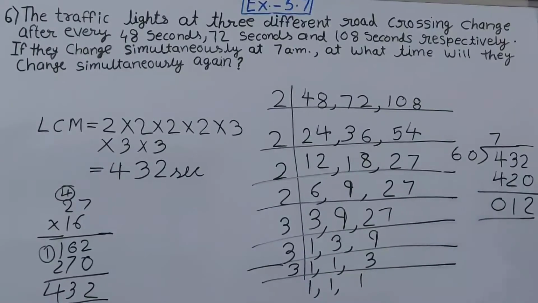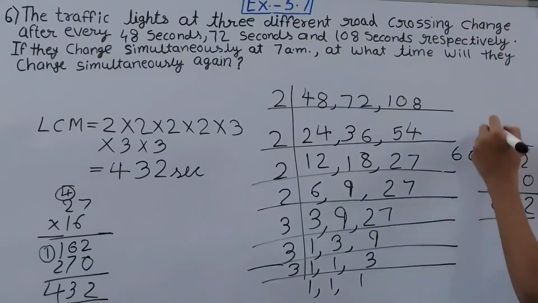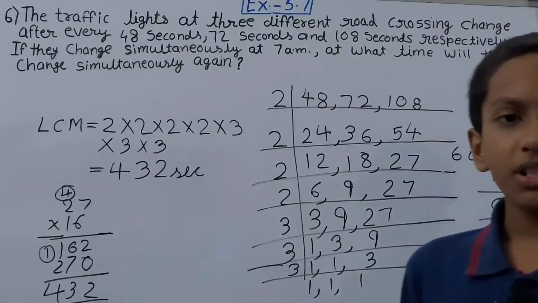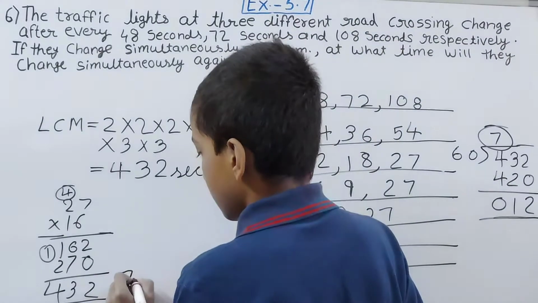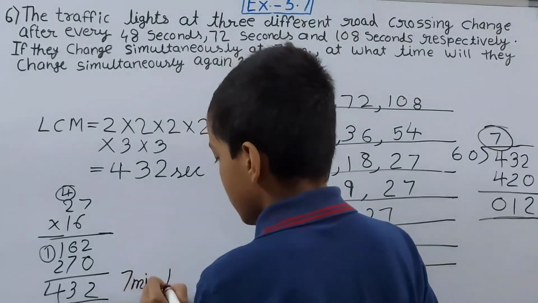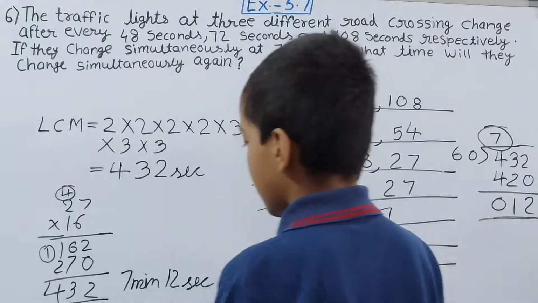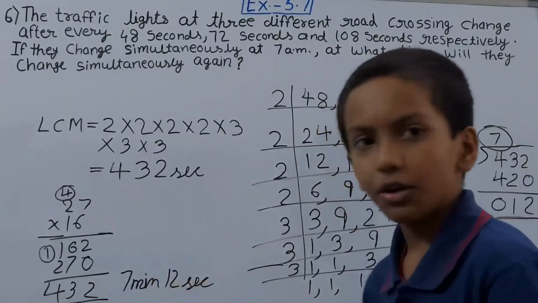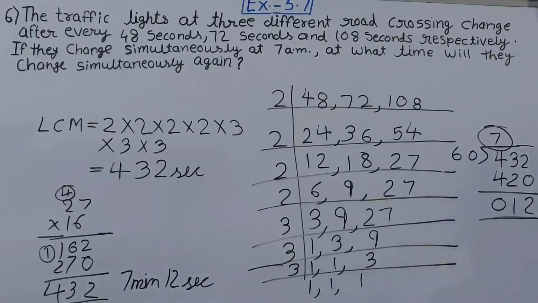Alright, now comes that what is minutes and what is seconds. So your quotient, that is here 7, is the minutes. Alright, and the remainder which is 12 here, that is the seconds, and this 7 is in minutes. That means our time is 7 minutes and 12 seconds.